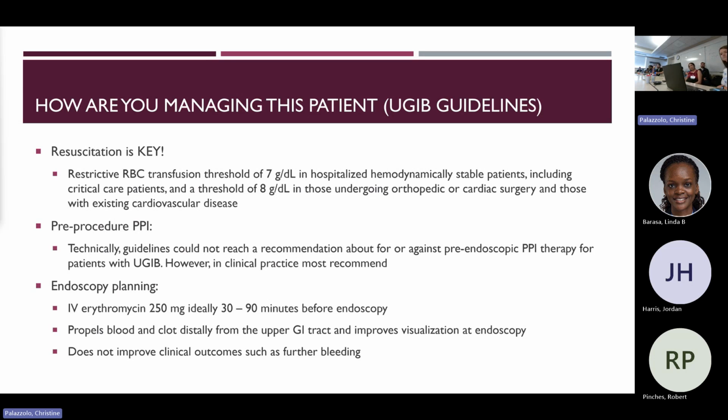So the guidelines mention restrictive red blood cell transfusion at a threshold of 7 in hemodynamically stable patients. In those who are obviously unstable, you do the massive transfusion protocol. A threshold of 8 you can consider for those with existing cardiovascular disease.